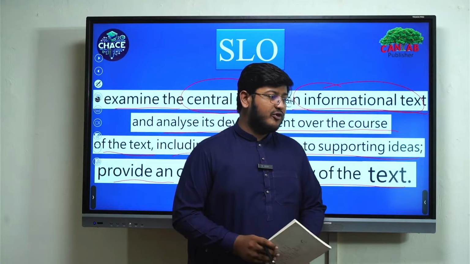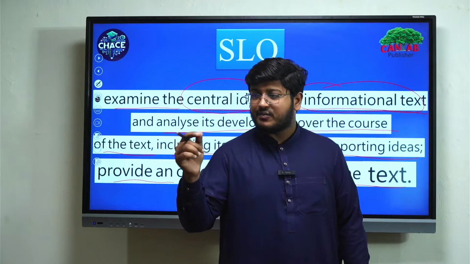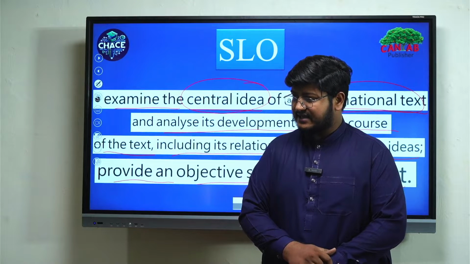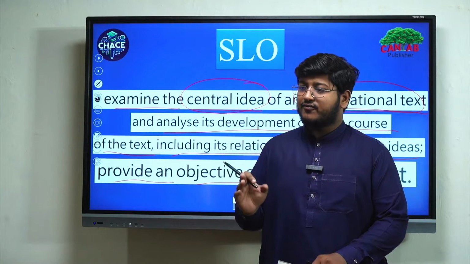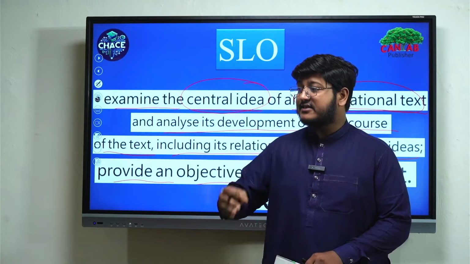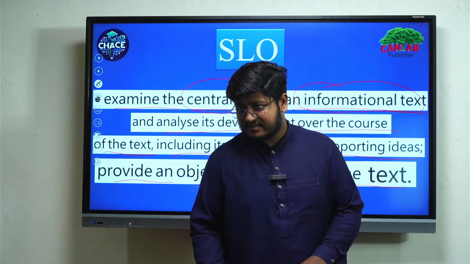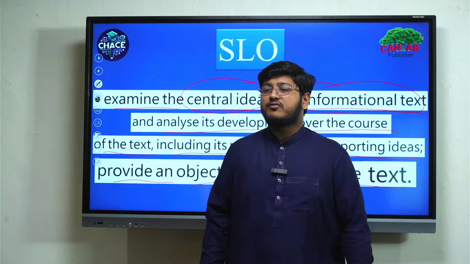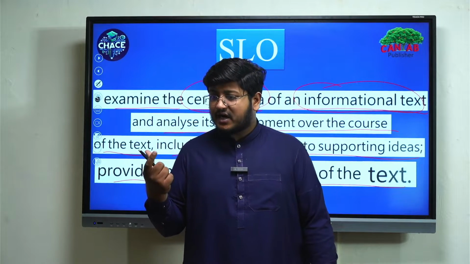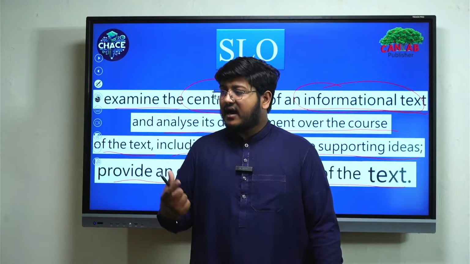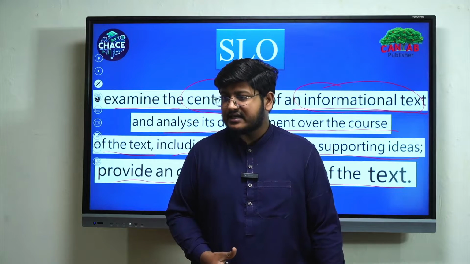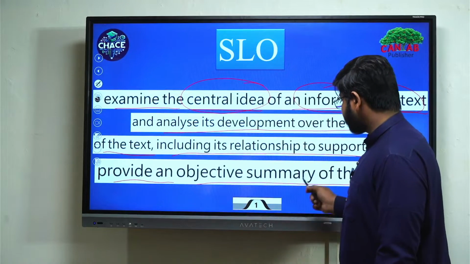So firstly we will look at what is meant by an informational text. Is that clear? And then we will look at how an informational text develops within sentences or within different passages. Is that clear? And lastly we will go for what is meant by the central idea and how we can elucidate the central idea.